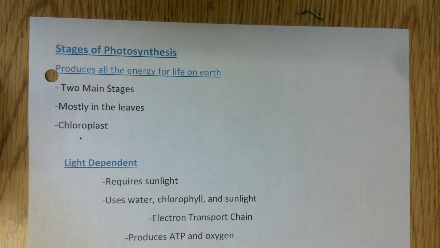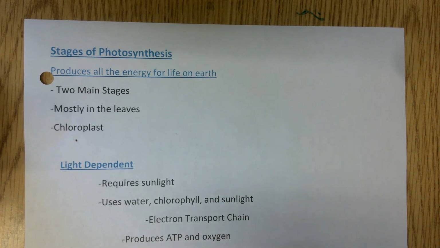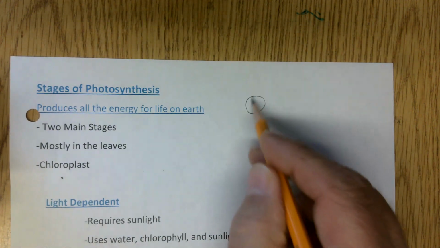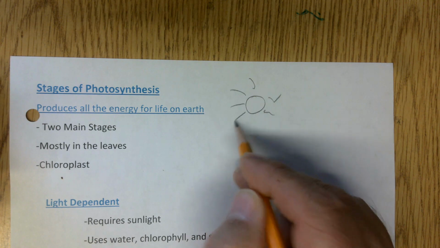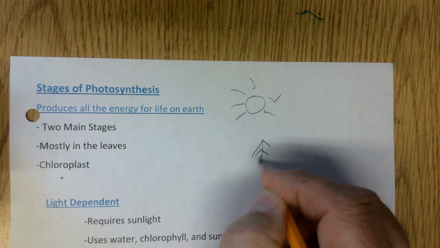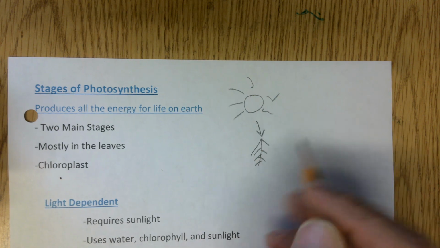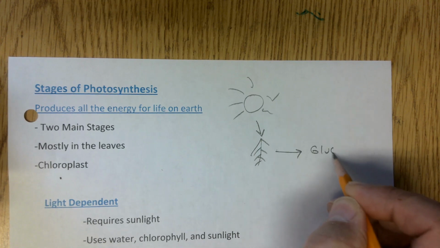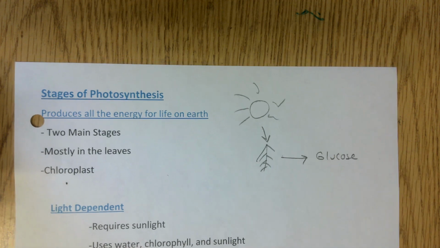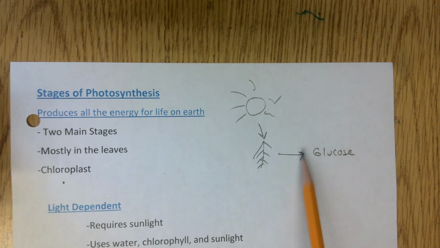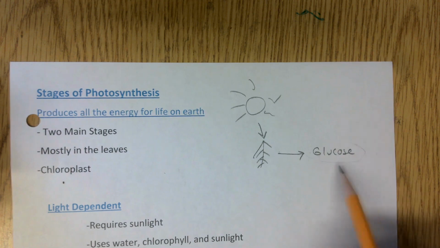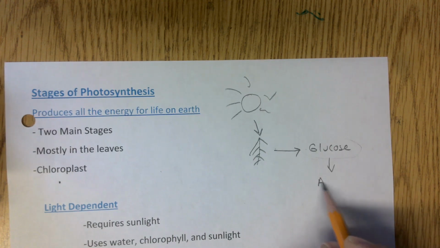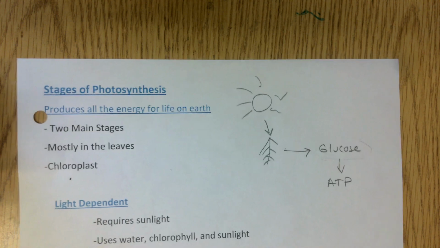Okay, so we talked about photosynthesis a little bit last week. Photosynthesis is where sunlight goes to a plant. The plant then uses some other products and it produces glucose. That's just a simple definition of it. And then this glucose is used by all organisms, whether they're plants or animals, whatever they are, to produce their own energy by using something called ATP, adenosine triphosphate.